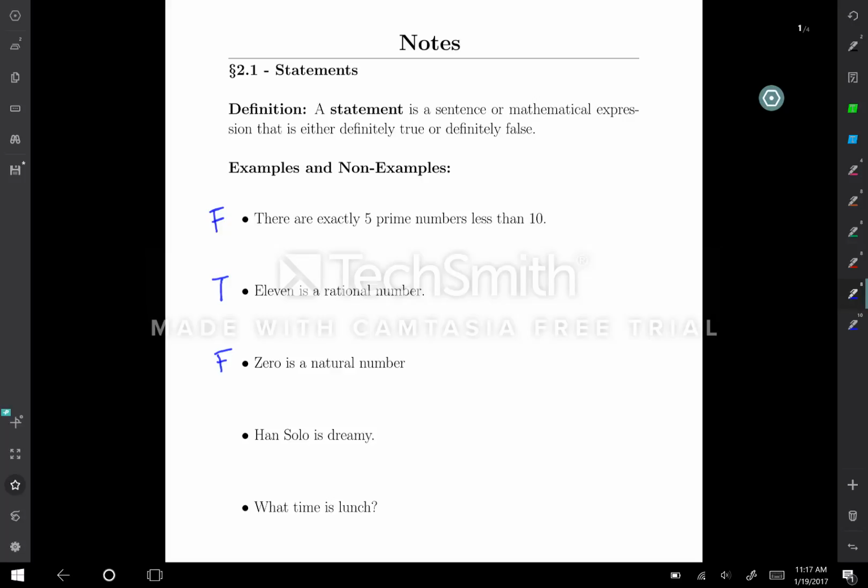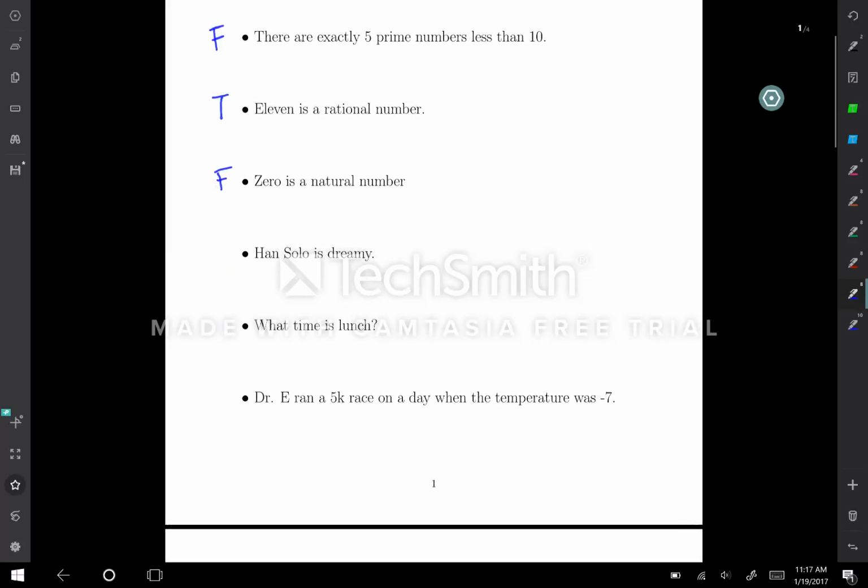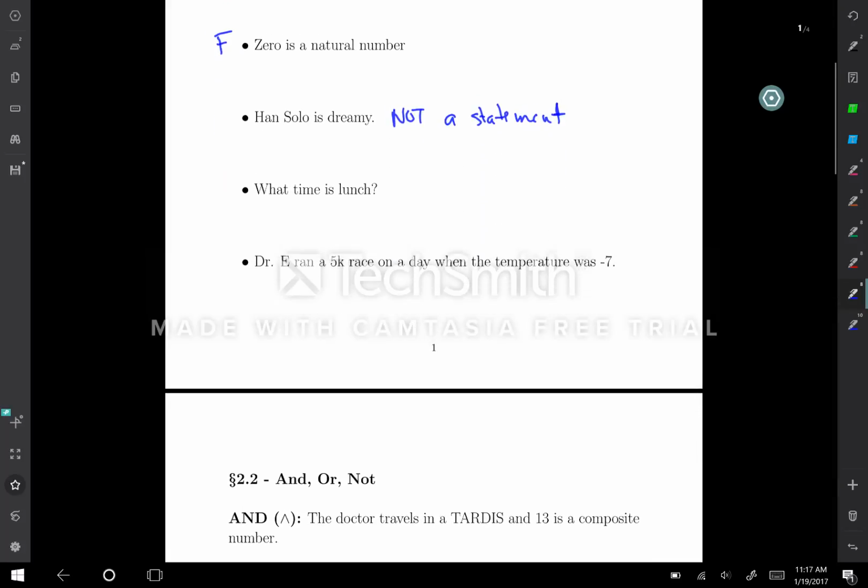Han Solo is dreamy. In this case, our sentence is not true or false. It's an opinion. So this is not a statement. What time is lunch? There's no way to determine that this is true or false. It's a question. So this is, again, not a statement.